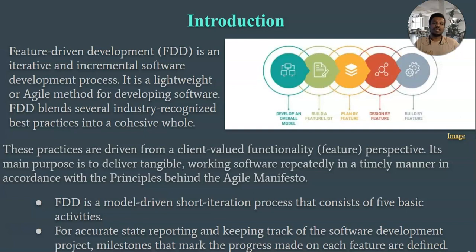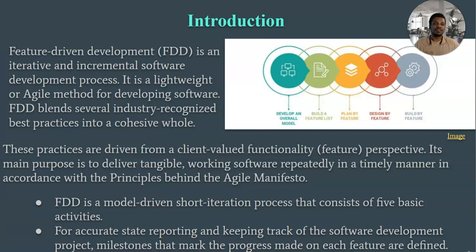FDD blends several industry-recognized best practices into a cohesive whole. It was first proposed in 1997 by Jeff De Luca and Peter Coad as a client-valued method for developing software. FDD blends a number of industry-recognized best practices into a simple, straightforward process focused squarely on building real software features in a short time frame. These practices are driven from client-valued functionality. Its main purpose is to deliver tangible, working software repeatedly in a timely manner in accordance with the principles behind the Agile Manifesto.